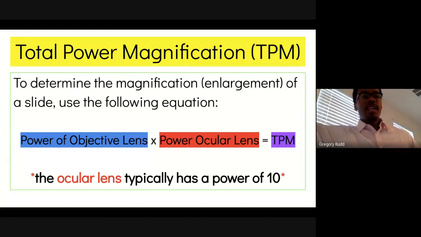Okay, but each microscope and each objective lens has a different amount of magnification. And so they can enhance things to different sizes. And the total power magnification is how we measure the amount of enhancement that can take place. And it's just a very easy equation. We take the power of the objective lens and we multiply it by the power of the ocular lens.